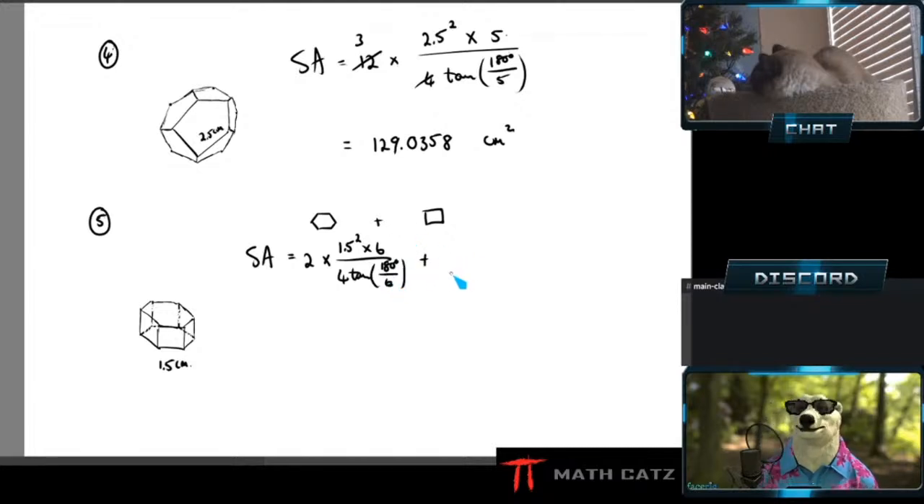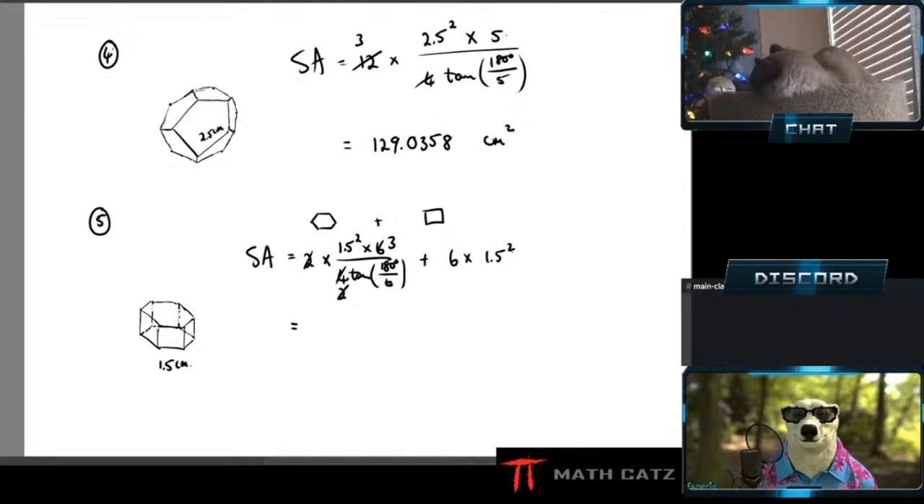Plus, excuse me, the surface area of the square. I need to know how many there are. There are 6 all the way around, right? So the walls of this prism, times, I don't need a fancy formula for that. It's a square, 1.5 squared. I can maybe simplify that 2 and the 4 there. Maybe simplify the 2 and the 6 to make that a 3. Let's make my calculator life easier. Let's do it all in one go.